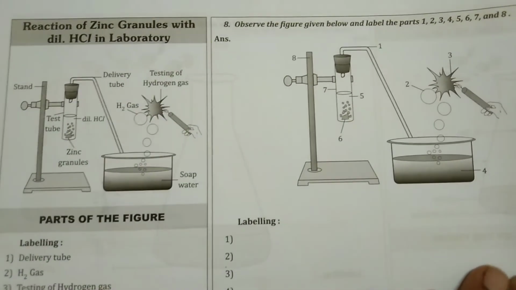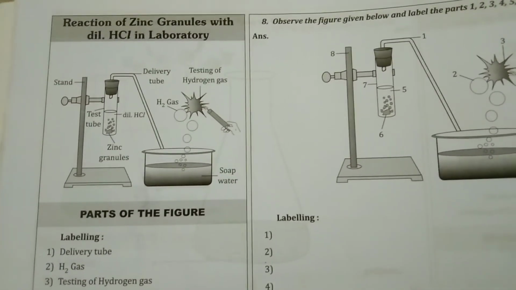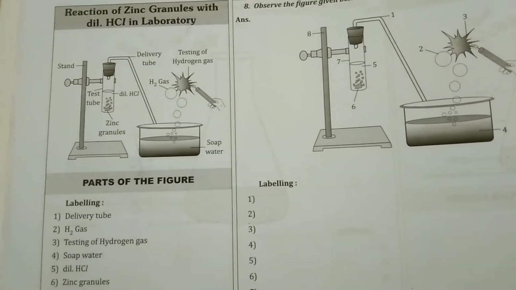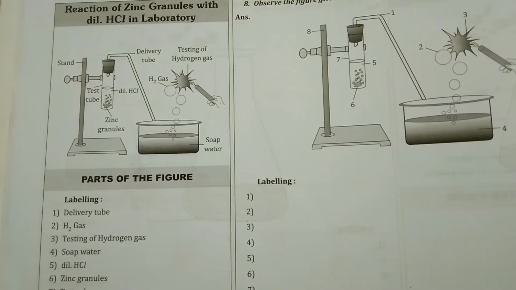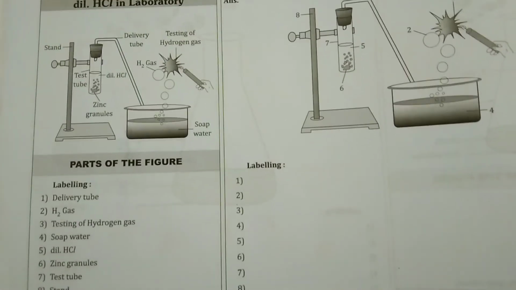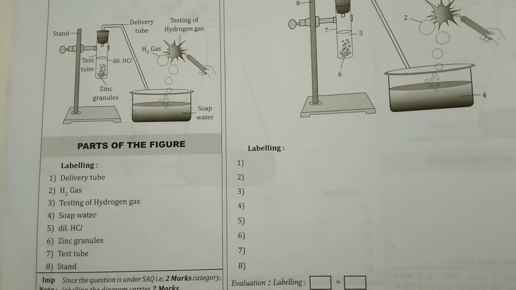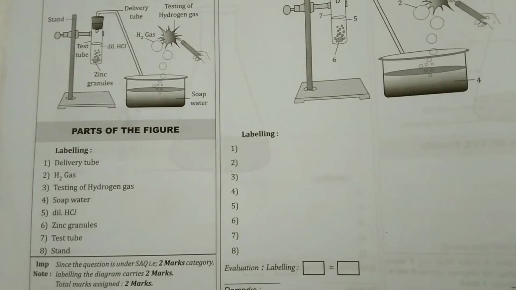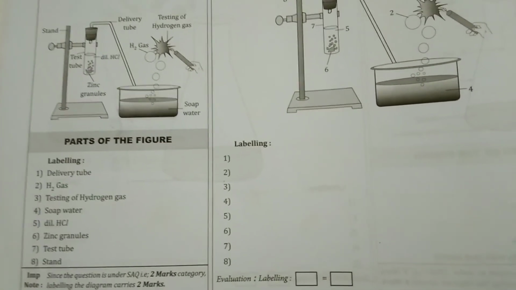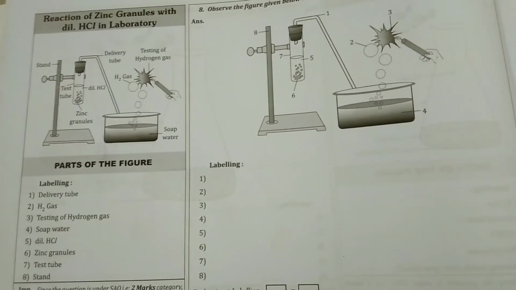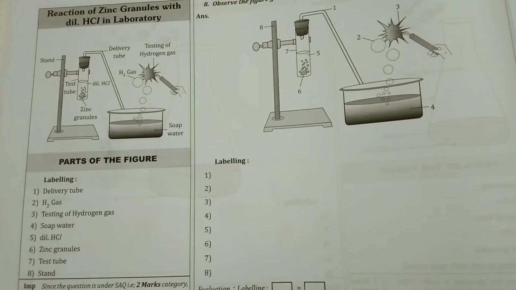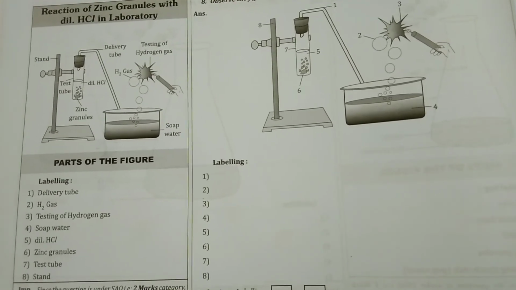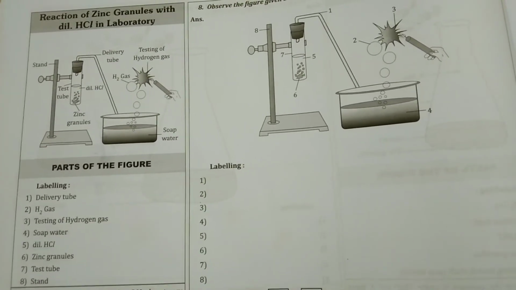The next important diagram is reaction of zinc granules with dilute HCl in laboratory. See children, delivery tube, hydrogen gas, testing of hydrogen gas, soap water, dilute HCl, zinc granules, test tube and stand, right? As they are asking this as an 8 mark question, the diagram plays a crucial role. When you draw the diagram and label it, you will easily get full marks. Okay, don't forget to draw this diagram children.